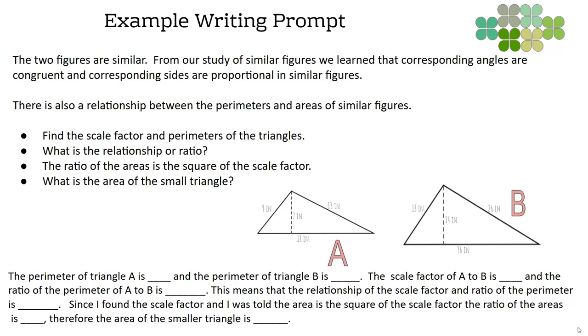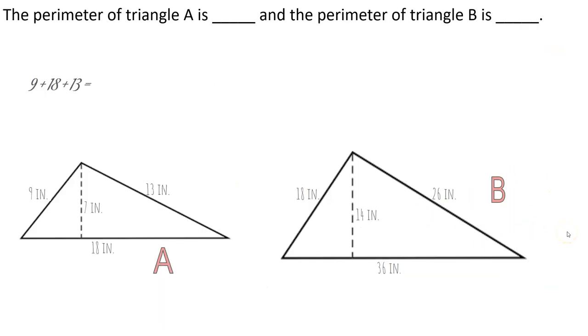Find the scale factor and perimeter of the triangles. What is the relationship or ratio? The ratio of the areas is the square of the scale factor. What is the area of the small triangles? In this example, we will use these sentence starters and fill in the blanks. This will be triangle A, and this will be triangle B for our example.